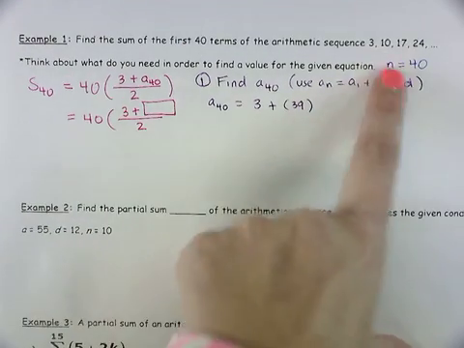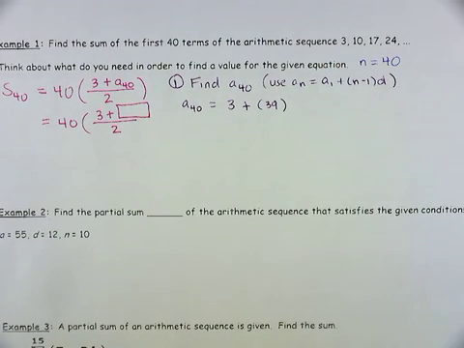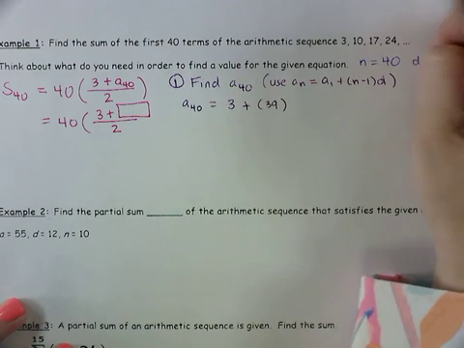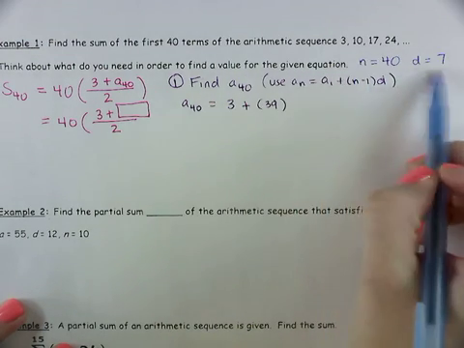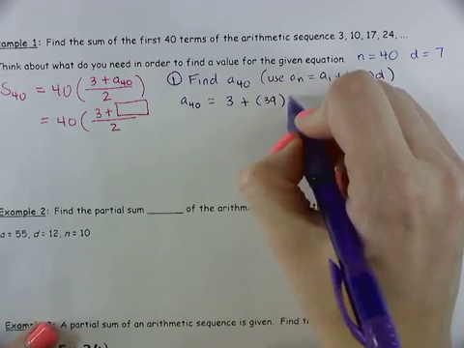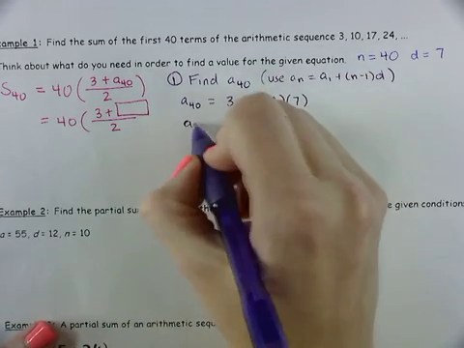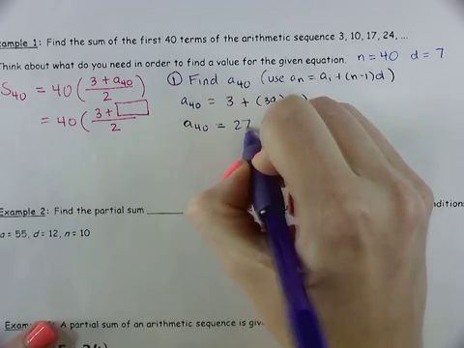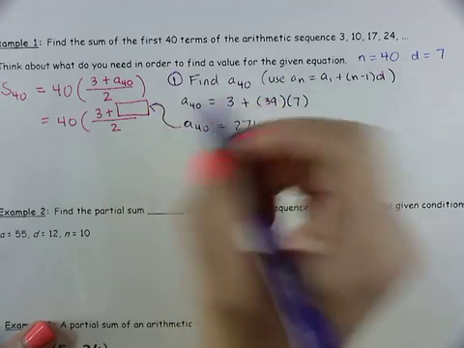So looking at our sequence, Maraf, what's my d value going to be? 7. Yeah, good. How'd you get it? Right, so you just have to add 7 to the next number, so your d value is going to be 7. Okay, so your a sub 40 is going to be 276, and then we're going to substitute.